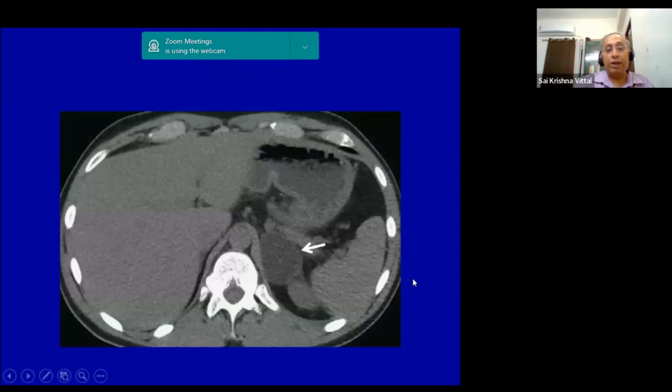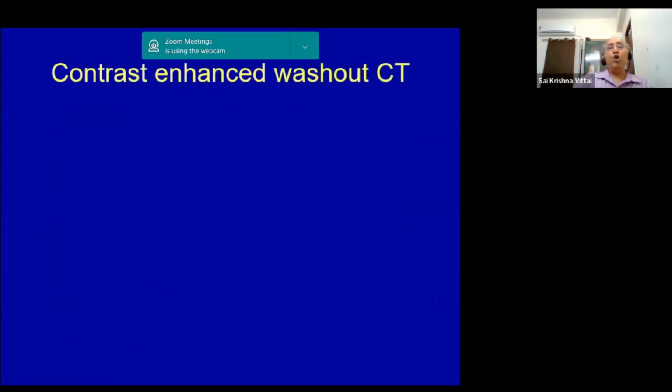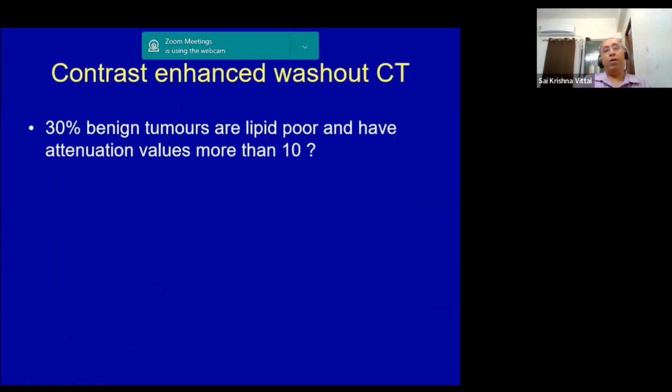I think you can see this is a very typical adrenal adenoma on the left side. So when do you use contrast CT? 30% of benign tumors are lipid poor. So what happens because of that? When you image on a CT, the attenuation values are more than 10. Just because the attenuation values are more than 10, it doesn't automatically mean they are benign. So what will you do? You will then do a contrast enhanced CT.